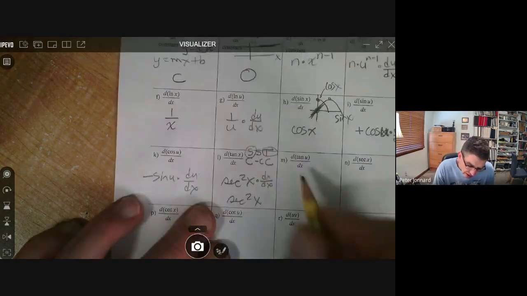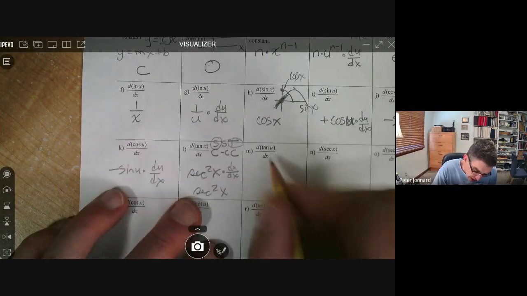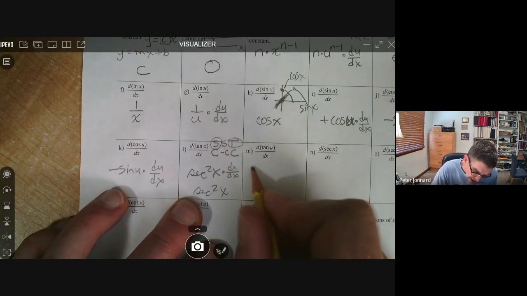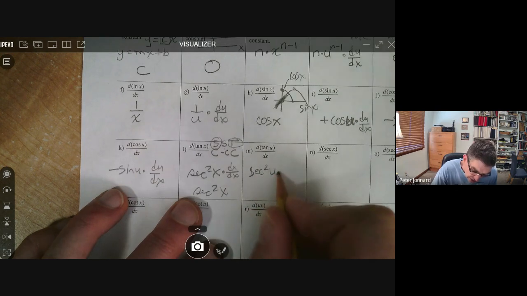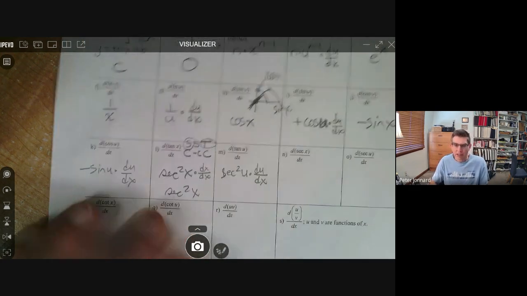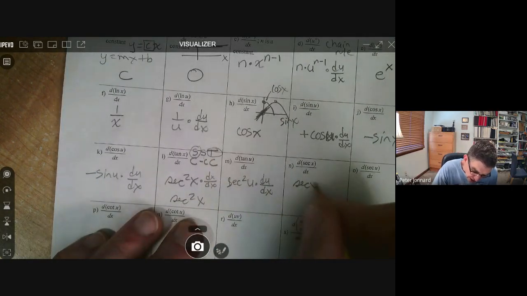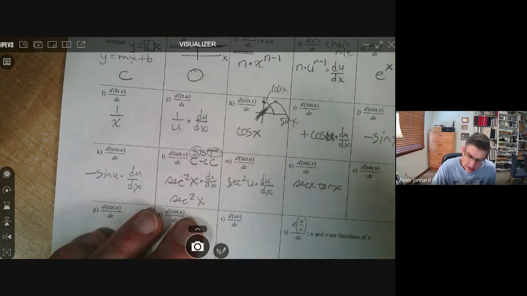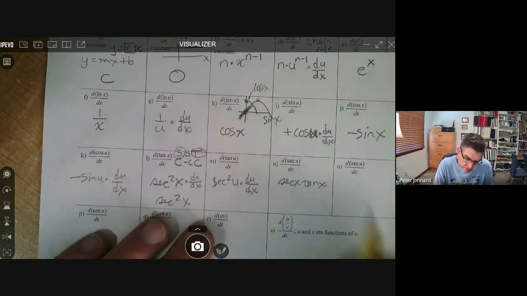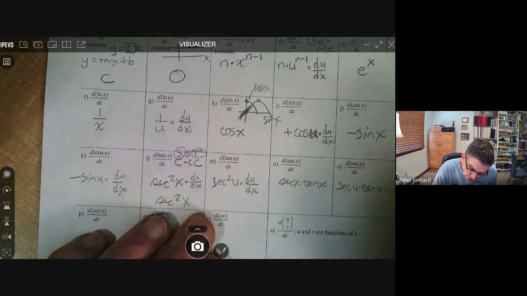This one is the same question, but this time we have u, and so we have to worry about the chain rule. So this would be secant squared of u, but then times du over dx. The derivative of the secant is the secant times the tangent, so secant of x times the tangent of x. And in this case, same question, but with a u in there. So this would be the secant of u times the tangent of u times du over dx.